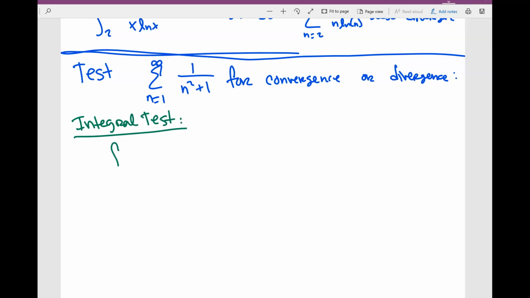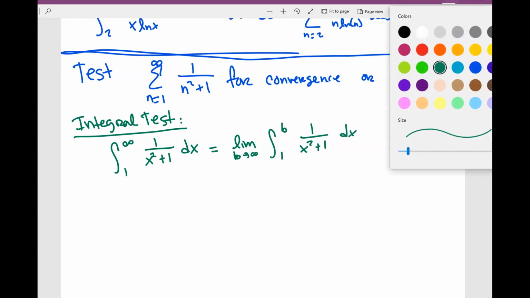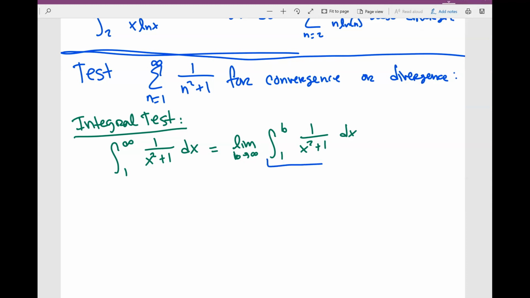What you want to do is find the integral from 1 to infinity of 1 over x squared plus 1 dx. If you look at this integral, let's first start off with the infinity sign. So let's just take the limit as b goes to infinity of the integral from 1 to b of 1 over x squared plus 1 dx. Now, what is going to be the antiderivative of this? Well, this is just going to be arctangent.